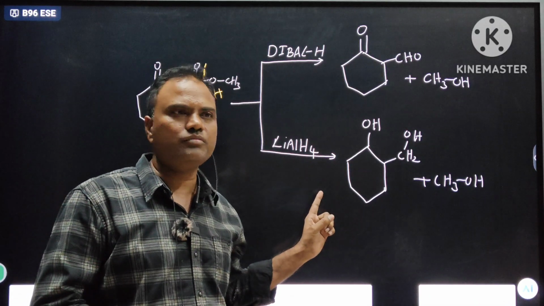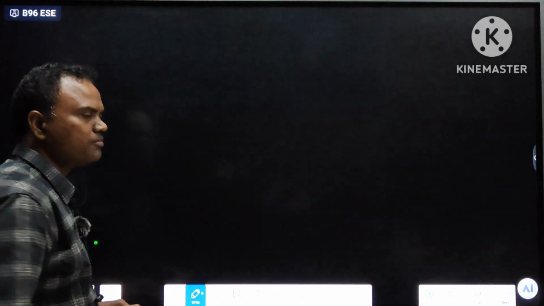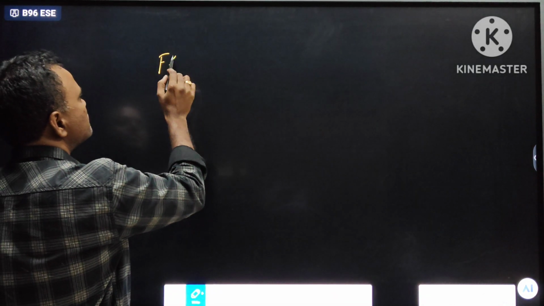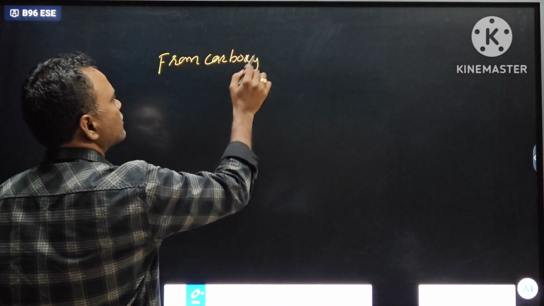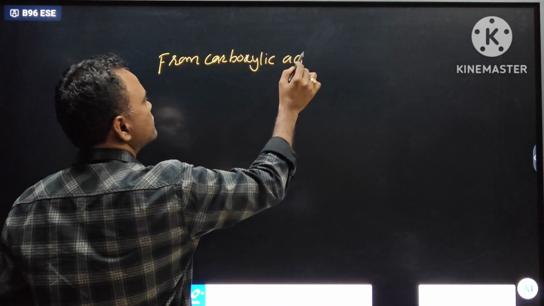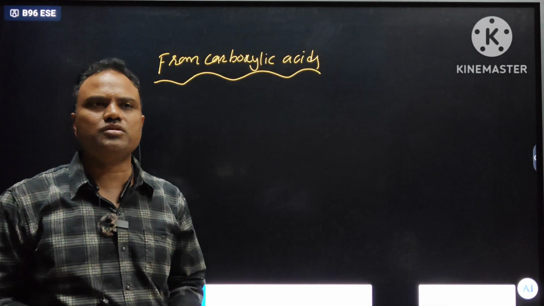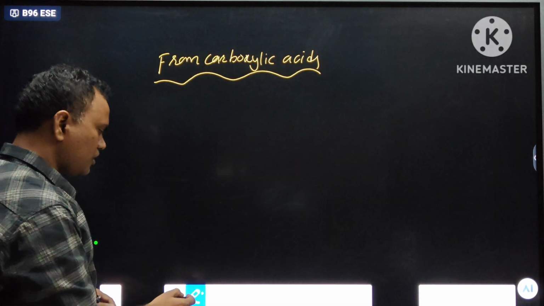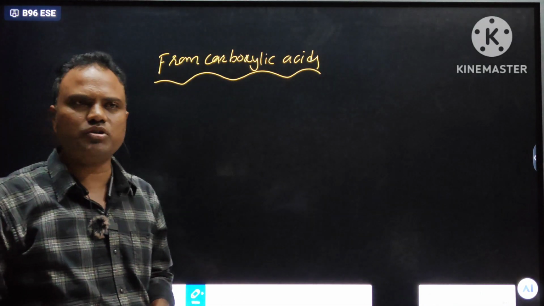The preparation from esters is over. Next, keep reading. Preparation from carboxylic acids. Carboxylic acids to carbonyls. How is it possible?